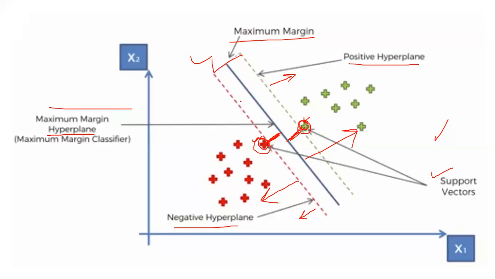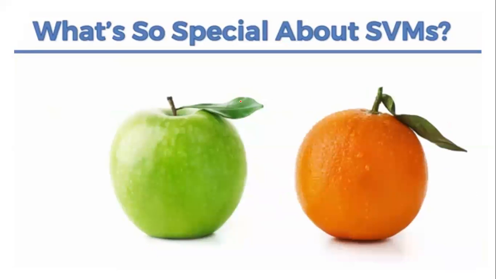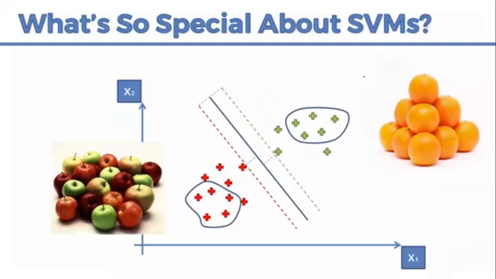Okay. So now, what is so special about support vector machines, right? Suppose in our example, we want to differentiate between apples and oranges based on their color and size, right? If you talk about these oranges or these cases, it is very clearly visible that these belong to apples and these belong to oranges, or vice versa, the red class and the green class.